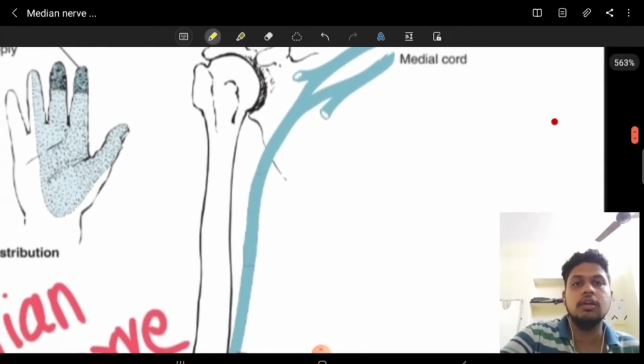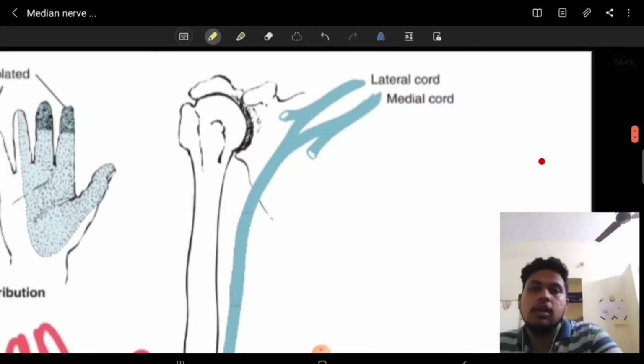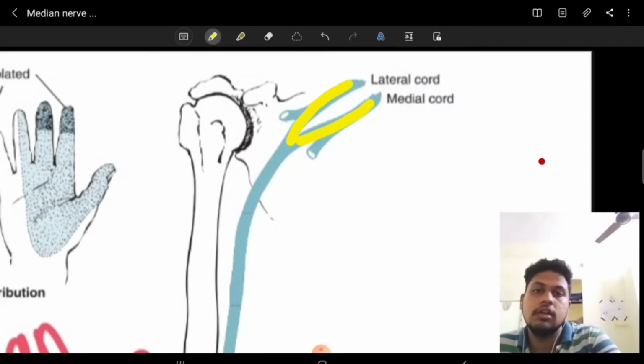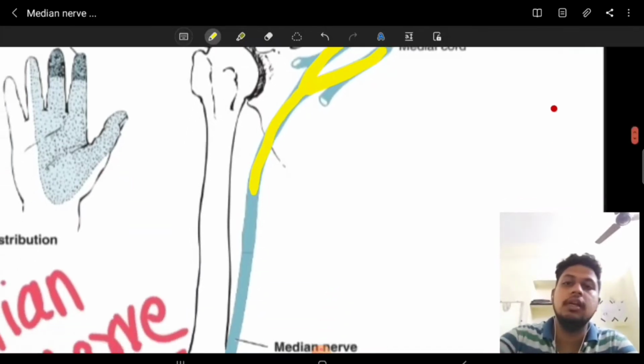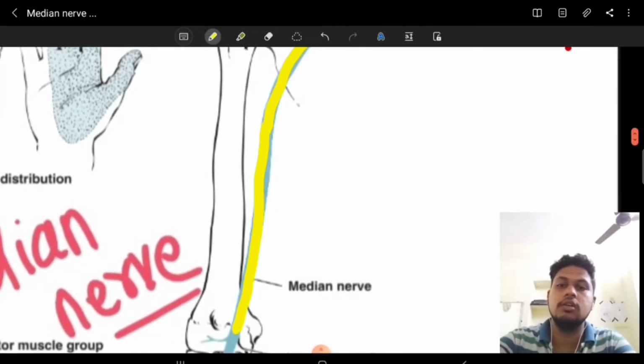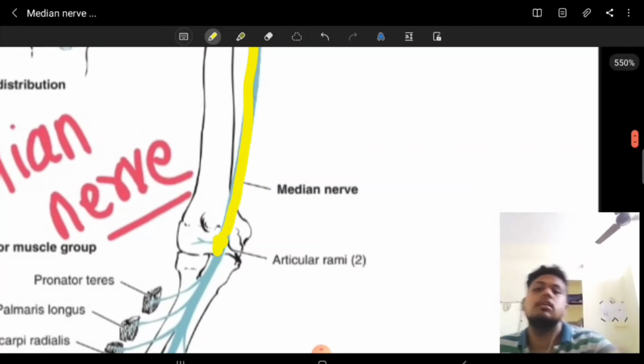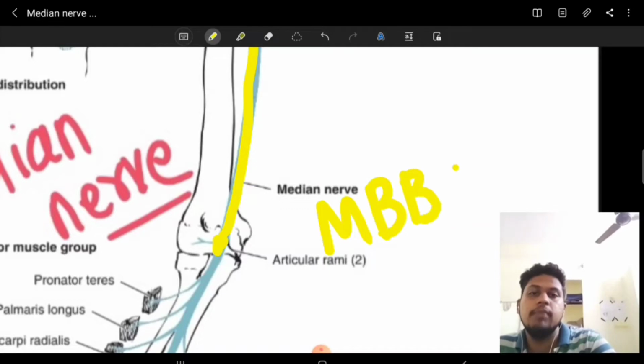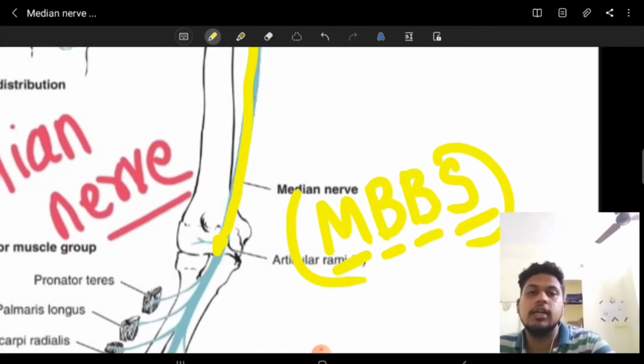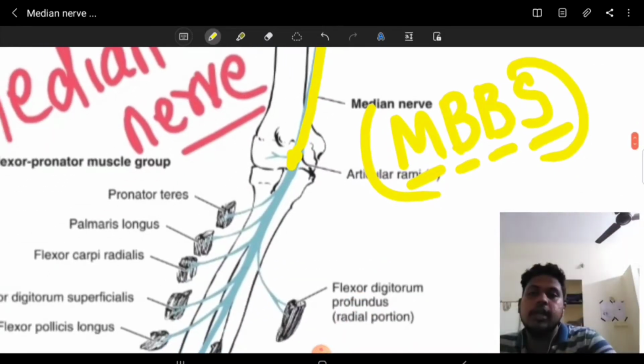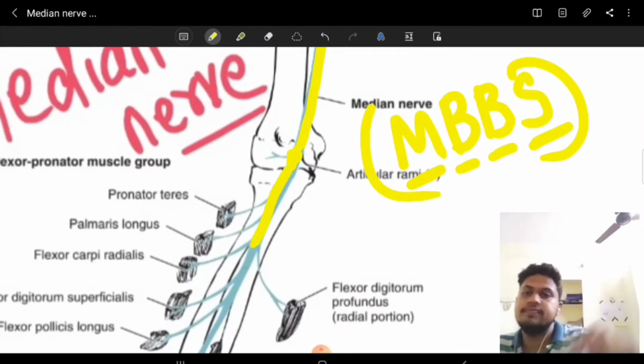Let's now trace the median nerve from the brachial plexus. As you all know, it gets components from both the lateral cord and the medial cord, which descends downwards and medially and reaches the cubital fossa. In the cubital fossa, it lies medial to the brachial artery. As you all remember the mnemonic MBPS, which refers to median nerve, brachial artery, tendon of biceps brachii, superficial branch of the radial nerve. This refers to the content of the cubital fossa.